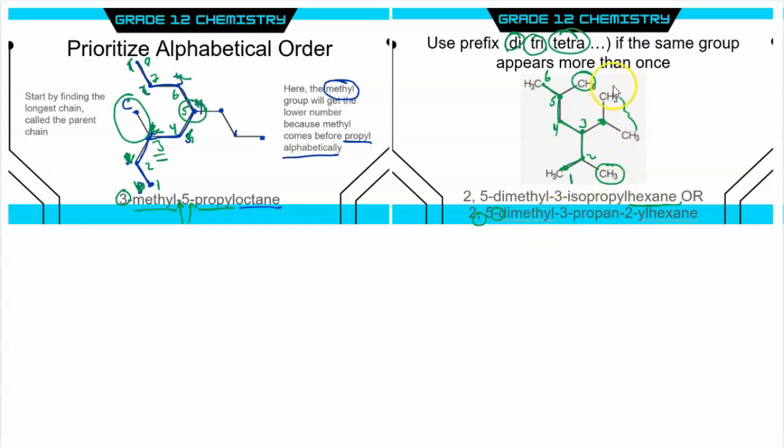And then we have a propyl group, now on the 3rd carbon atom. So we had 2 options. We could say isopropyl, or we can say propan-2-yl. So here we have 2,5-dimethyl-3-propan-2-yl hexane.